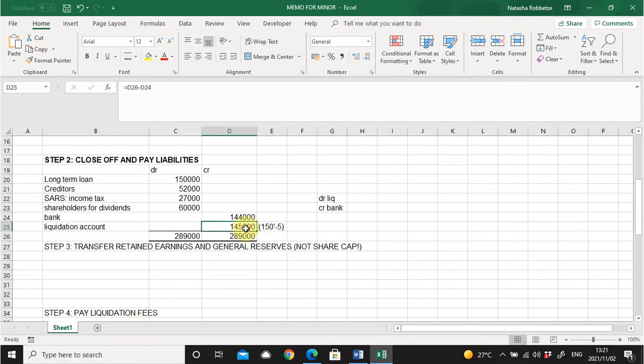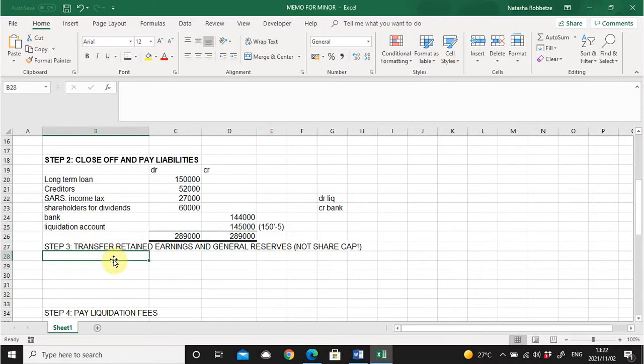So with the sum of this credit total, the 5,000 has already been taken into account, because credit entries in the liquidation account are an increase and debit entries are a decrease. So you can treat the liquidation account the same way that you treat an income account. Right, we are on transferring the retained earnings and general reserve.